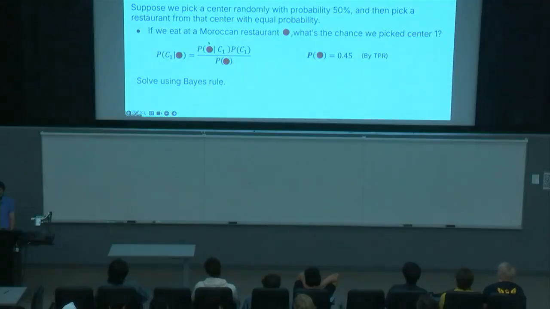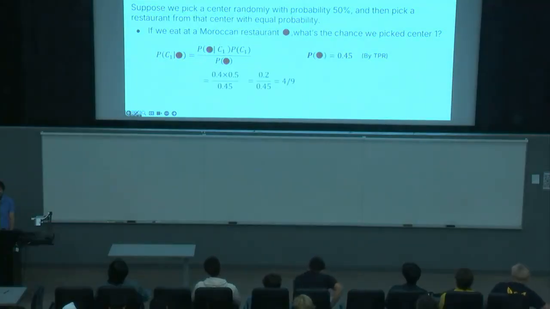50%. What's the probability of picking a Moroccan restaurant if I'm at C1? 40%, right? That's it. So 40 times 50 over 0.45 gives me 4/9. So this is a nicer way of solving the problem. And once you're adept at this, this is the way you would do it. Okay? So we did it two different ways.